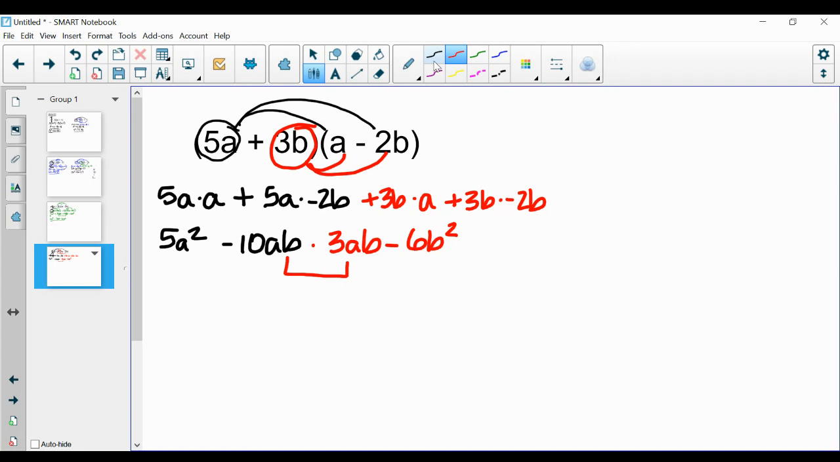Combining my like terms in here, I have 5a squared, no other a squared terms, negative 10 and 3 is negative 7ab minus 6b squared. And again, you have the same answer either way.